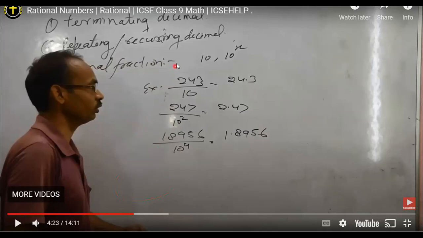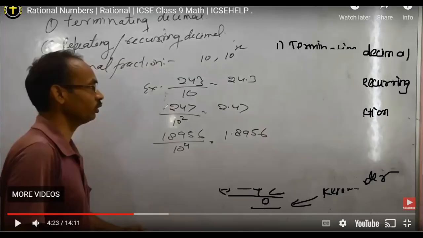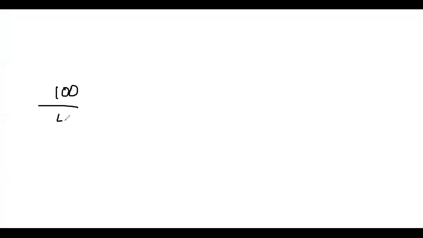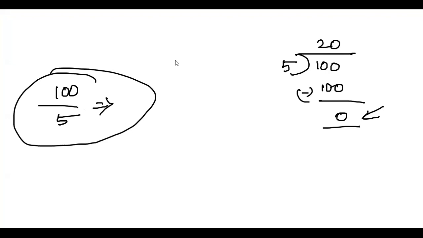You're not very sure about the terminating decimal? Okay, I'll give you some more examples. No worries. For example, you take 100 upon 5. 100 is your dividend and 5 is your divisor. Do the normal division. 2 5s are 10 and 2 5s are 100. So subtract this 100 from that 100, you will get 0 as the remainder. So this 100 by 5 is known as terminating decimal.